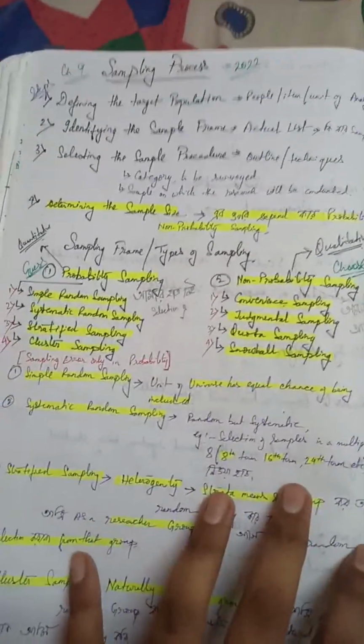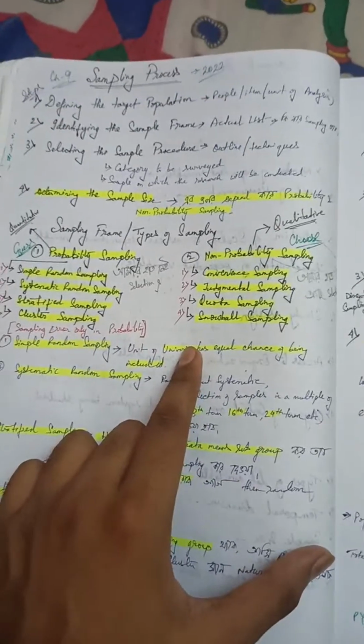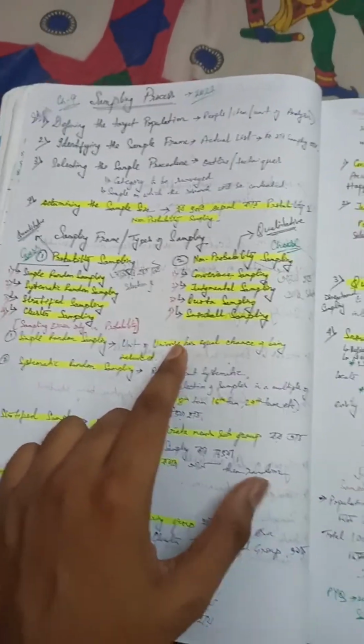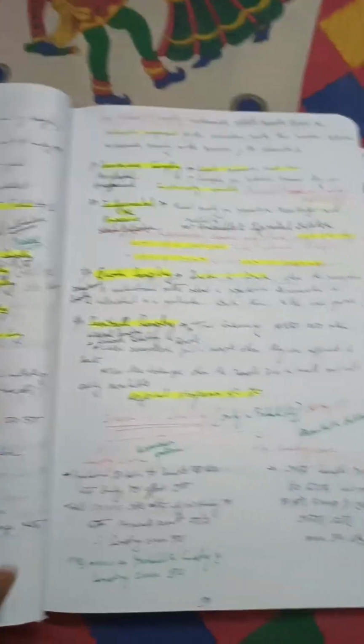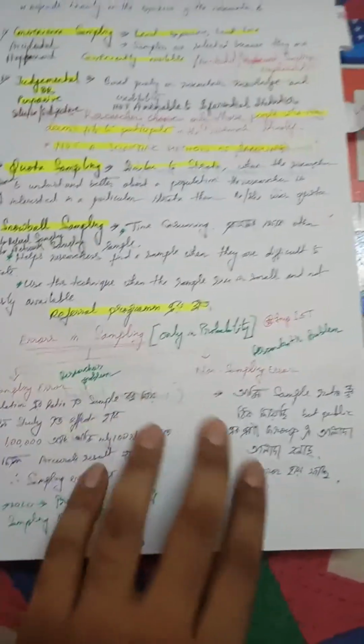Tomorrow we will be talking about the sampling process, the probability sample and the non-probability sample. It's very important from the examination point of view. Finally, we will be concluding tomorrow with the errors of sampling.